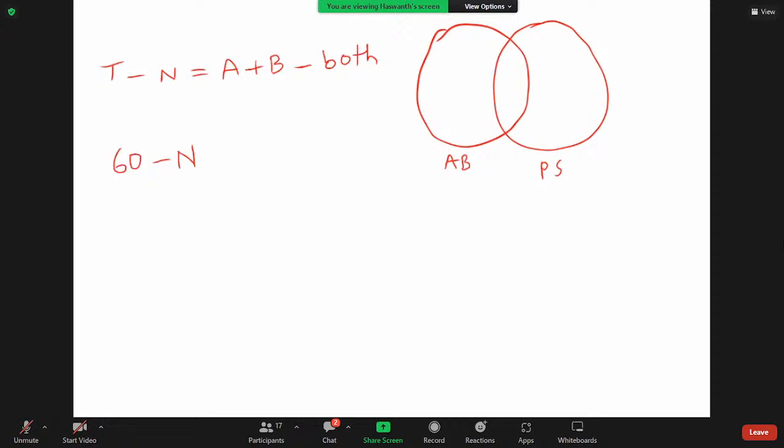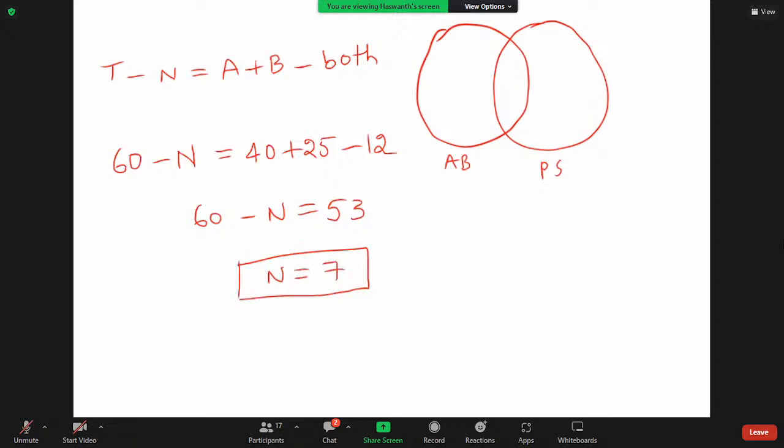So total there are 60 trucks minus neither is equal to 40 have airbags. So value of set A is 40. 25 have power steering. So value of set B is 25. Minus 12 have both airbags and power steering. So both value is 12. So 60 minus neither is 53, from which we get neither as 7. That means 7 trucks have neither airbags nor power steering.